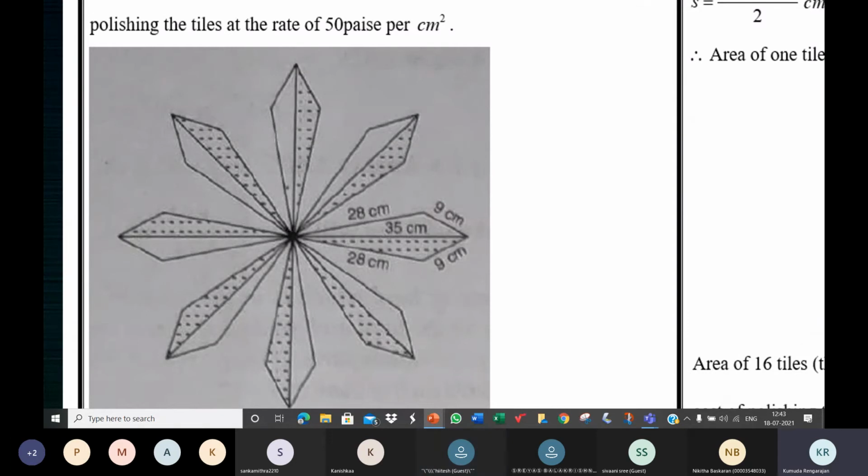Actually, it's like this. The tiles are triangular. This is one tile. This is another tile. They're placed like that. Each tile is triangular. See here, this is one triangle. One side, second side, third side. This is a triangular tile. This is another triangular tile similar to this.